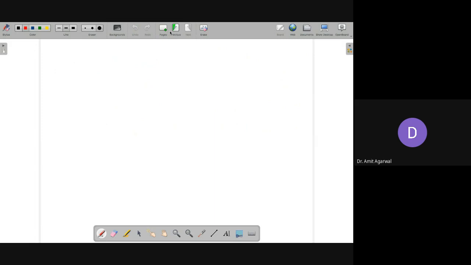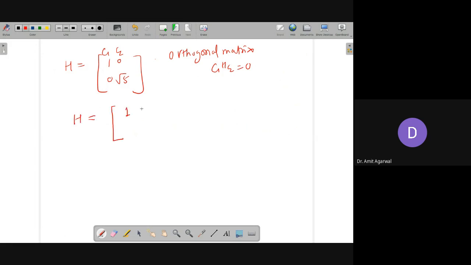So let's try to find out if your matrix is like this. Is this an orthogonal matrix? First check. Because its columns are orthogonal. Correct? Anybody? Yes, sir. Just let me know if you do not follow anything.